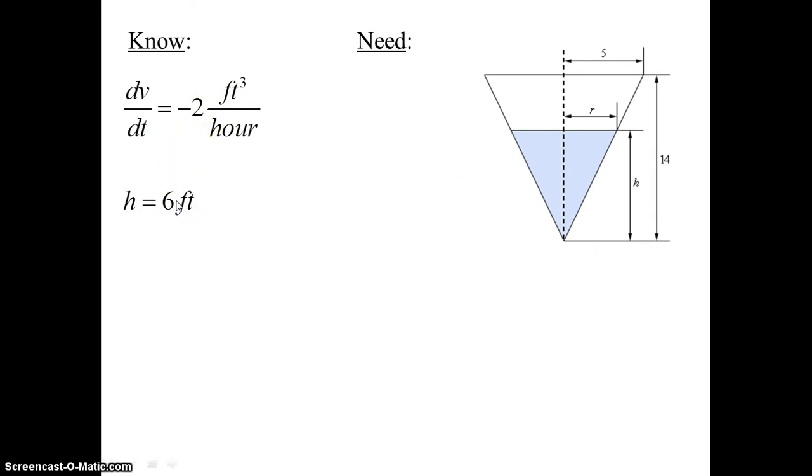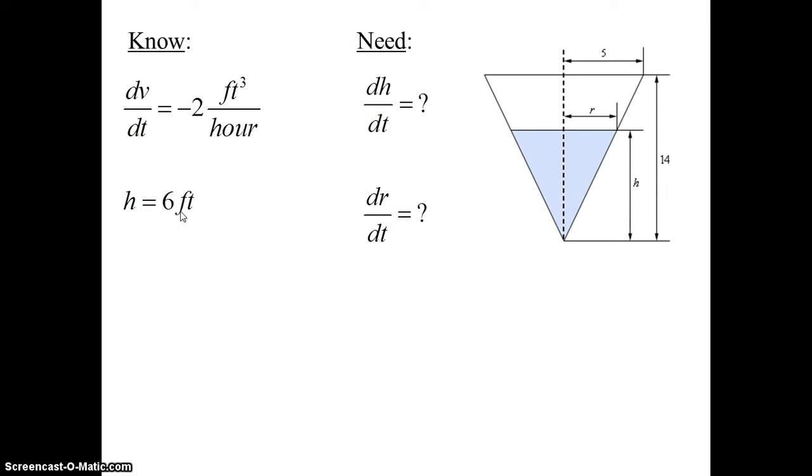Likewise, we're looking for both the change in height and the change in radius at a time when the height is 6 feet, or the depth is 6 feet, so I've got h equals 6 feet. What we're looking to solve for is the rate of change in height with respect to time and the rate of change in radius with respect to time.